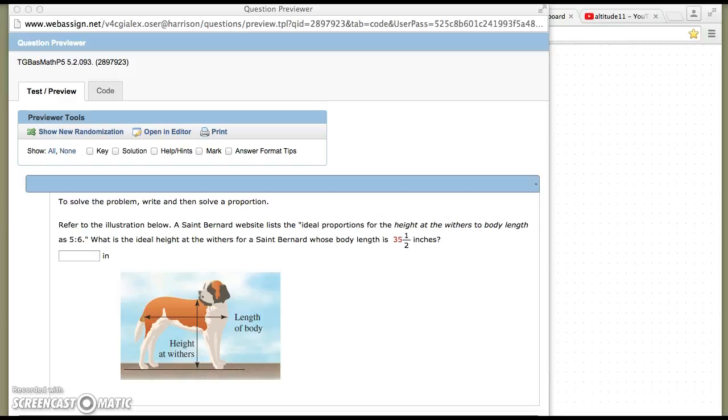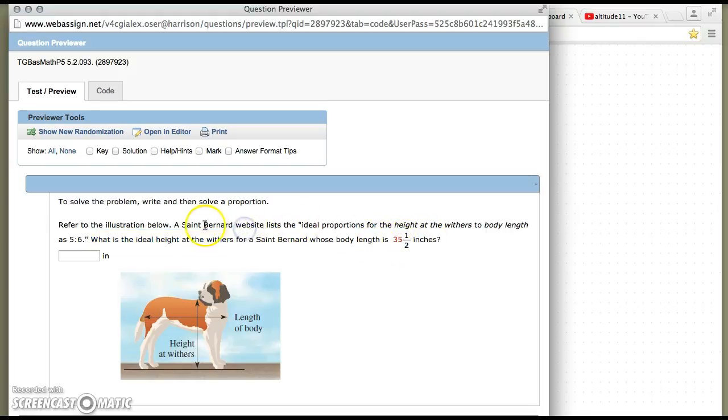A St. Bernard website lists the ideal proportions for the height at the withers to body length as 5 to 6. What is the ideal height at the withers for a St. Bernard whose body length is 35 and 1/2 inches? All right, so first off, guys, as I said last time, it's always good to find the question. So it says, what is the ideal height at the withers? So that's what we're going to be solving for here, the ideal height at the withers for a St. Bernard whose body length is 35 and 1/2 inches.